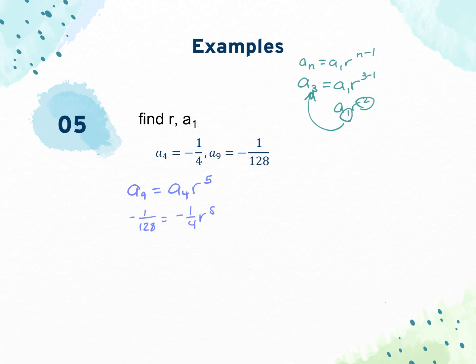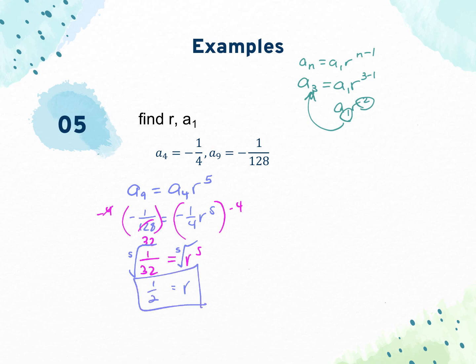All right, so now I'm going to multiply both sides by -4 to get rid of that -1/4. This is 32, so I get r to the 5th equals 1 over 32. And then I want to find the 5th root of 1/32. 5th root of 1 is 1. 5th root of 32 is 2. There's my r.